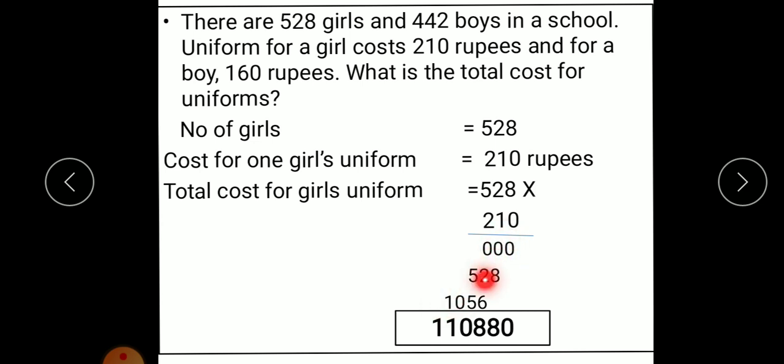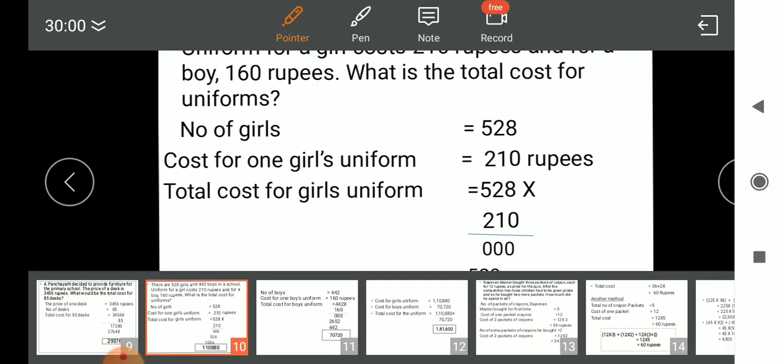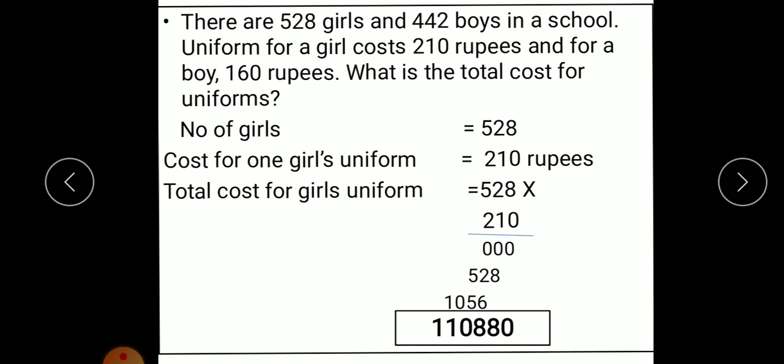On adding these numbers we will get 0, 0. 0 plus 8 is 8. 6 plus 2, that is 8. 5 plus 5 is 10, write 0, and 1 is remaining, that is 1 and 1, 1. So the answer is 1,10,880. So write this question and answer in your notebook. So the cost for girls' uniform is 1,10,880. In the next step you have to find the total cost for boys' uniform.